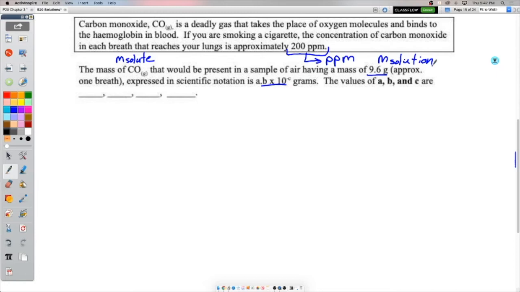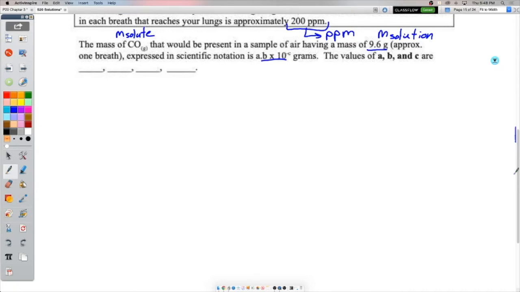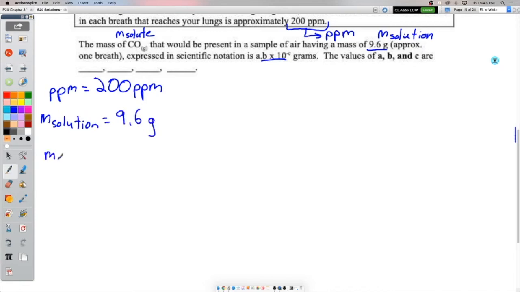So we're saying, how much carbon monoxide is in this much air if the concentration is that in every million particles of air, 200 of them are carbon monoxide. So let's figure it out. We have ppm, we were given that, 200. Okay, we have the mass of our total solution. So in a total breath, there are about 9.6 grams of solution, being air here. And it's saying, if that's the case, then how much carbon monoxide is in that air?